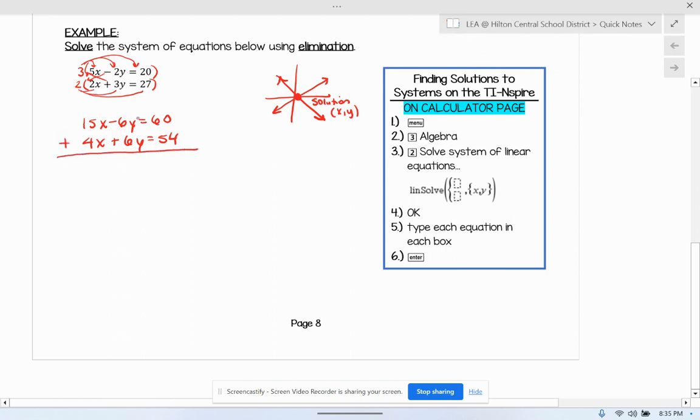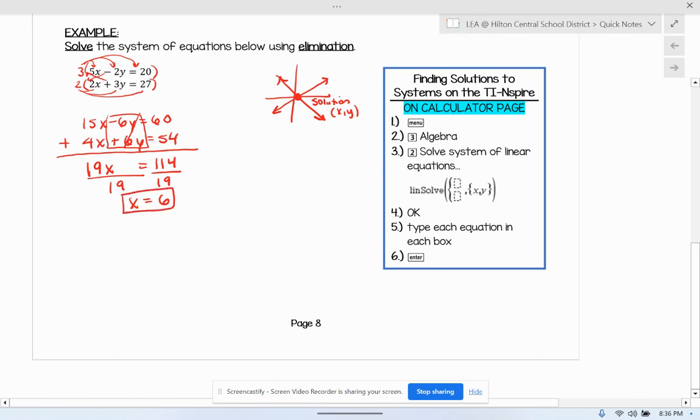Oh, baby, I see that one of my variables is going to be eliminated. I'm so excited. So I've got 15x plus 4x gives me 19x. Negative 6y plus 6y, boom. They cancel. And then 60 plus 54 gives me 114. Remember solving equations, the coefficient of x is 19. I'm going to divide both sides by 19 and I get x equals 6.